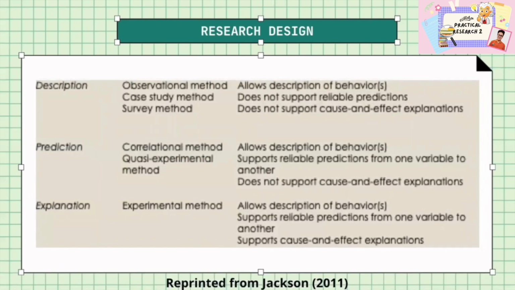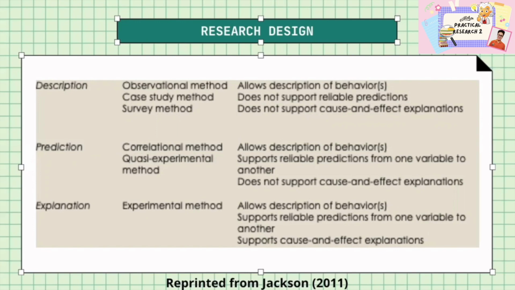Now, talking of research design, let me just give you the basics. We will be focusing on description, prediction, and explanation as the purposes. For description, we have the observational method, case study method, and survey method. It allows description of behaviors, but it does not support reliable predictions and does not support cause and effect explanation, because the purpose is only to describe.